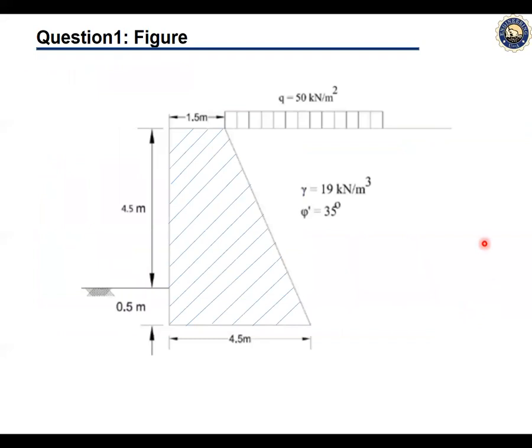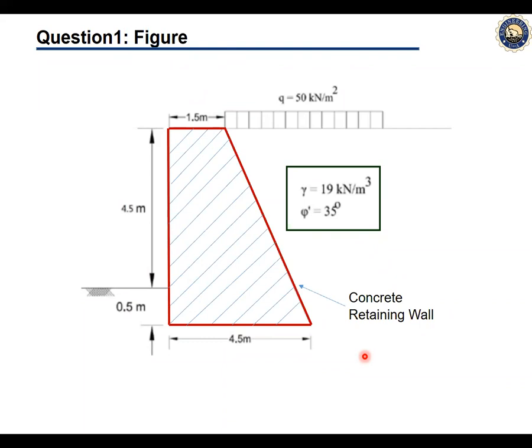Now let us try to incorporate the parameters that we have in our figure. As you can see, you are given the soil parameters, gamma equals 19 kN per meter cube, and the effective friction angle phi prime for the cohesionless soil is 35 degrees. There is no c or cohesion value, which indicates the soil is fully cohesionless. This is the concrete retaining wall that has an upward surcharge of 50 kN per meter square at a distance of 1.5 meters from its crest.